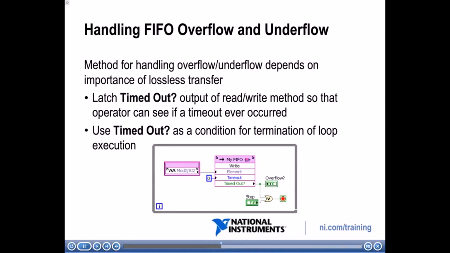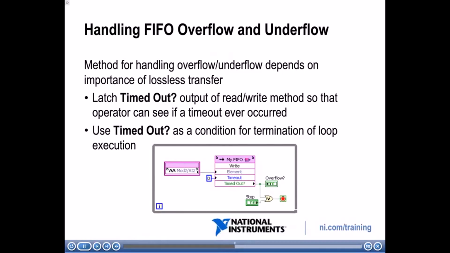So the overflow indicator will now be true. At the same time, we see that it branches down and it also stops the loop. As soon as that overflow condition occurs in this particular VI, we can be alerted that there was an overflow, and we're also stopping the VI because we know that we're getting some data loss and we need to go fix something. The data has been compromised.